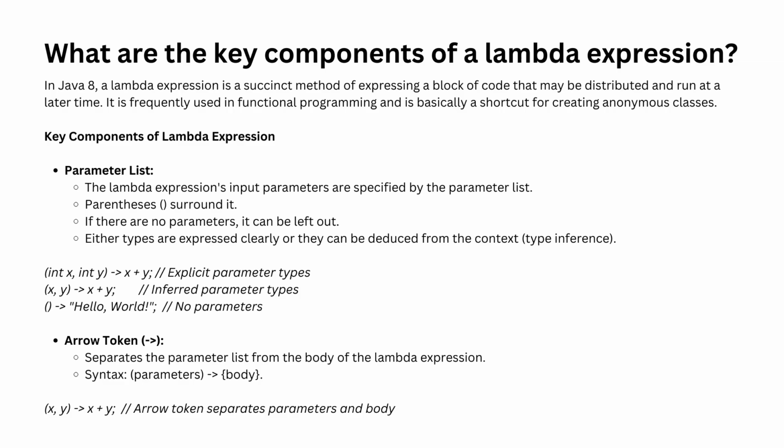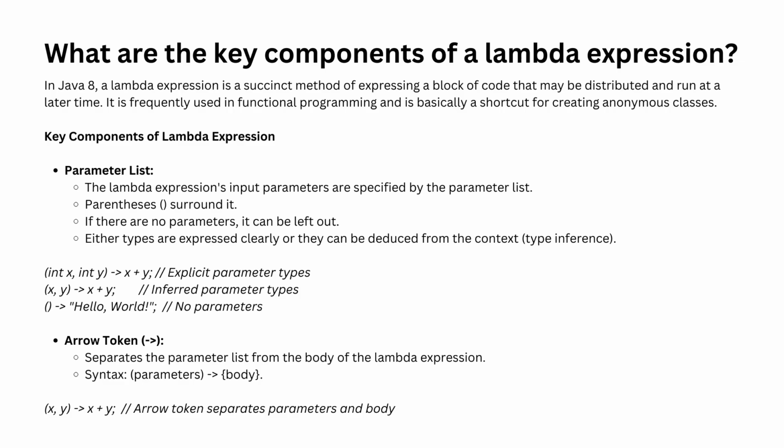So here the first key component is your parameter list. On the left hand side you will have the parameter list. This specifies the input parameters for the lambda expression. These are enclosed in parentheses and can be omitted if there are no parameters, so just leave it out. Now types can be explicitly stated or inferred from the context, so it is optional.